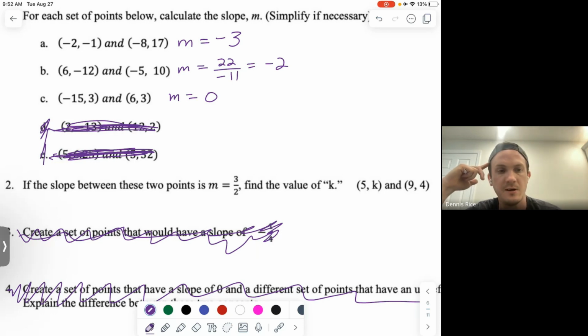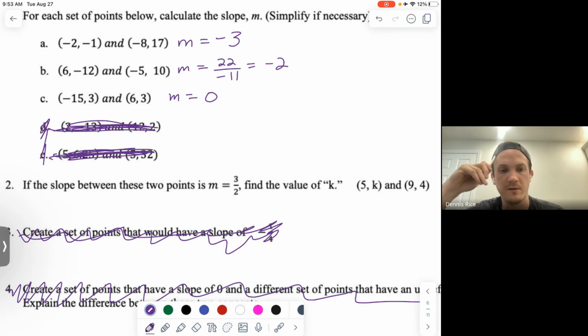Be careful if you said undefined, that would be if the x values were the same. So generally speaking, how you could spot these weird cases, if your y values are the same, you know it's going to be a slope of 0. If your x values are the same, you know it's going to be an undefined slope. Okay, good with those three.